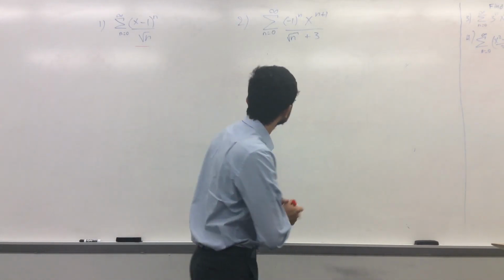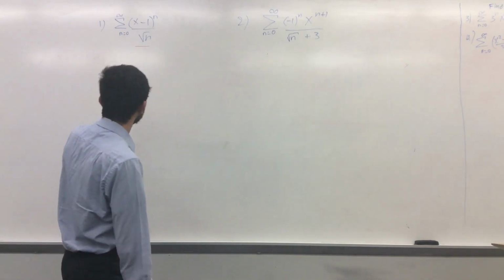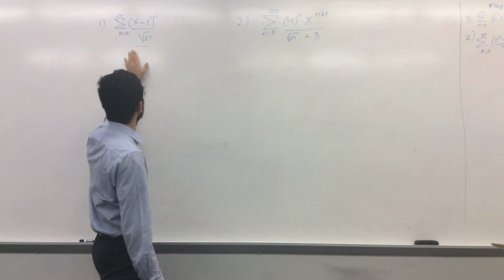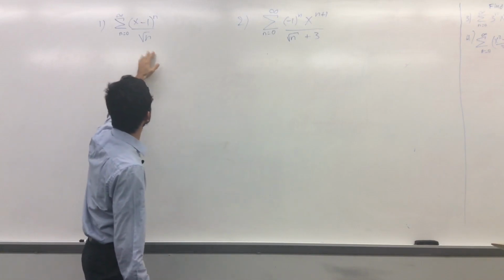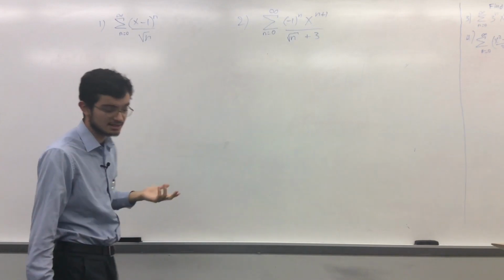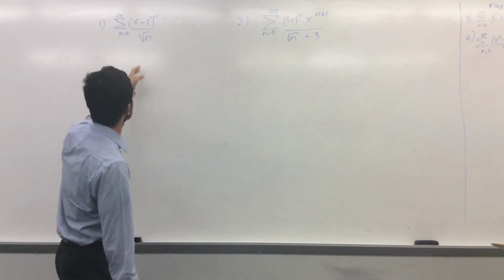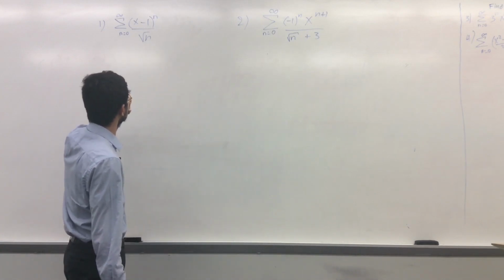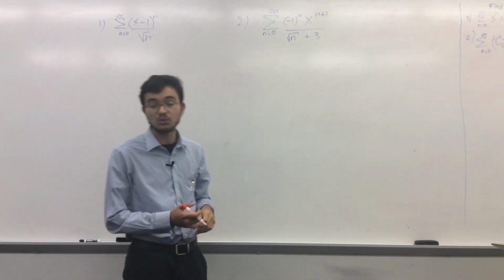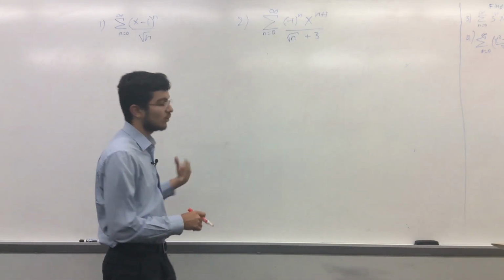Okay, so now for number one, we have the series from 0 to infinity of x minus 1 to the power of n divided by the square root of n. And well, as you can see, this over here on the top has a power of n, so this could be the power series, right? But not necessarily, because we are divided by the square root of n. So we could either use the ratio test or the root test to find out if this converges or diverges.